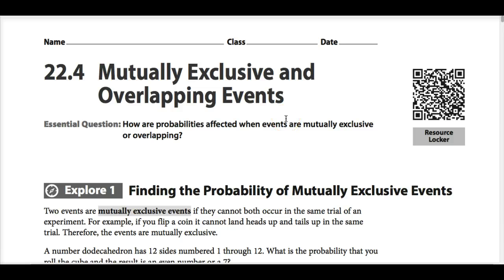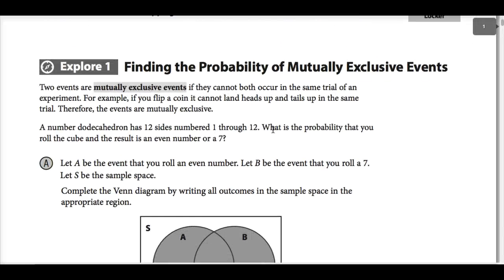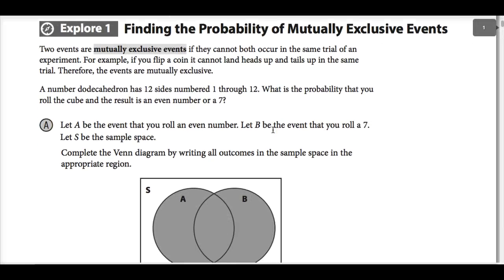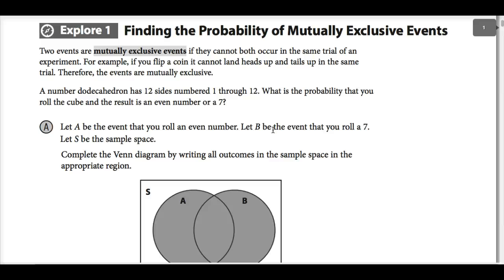Today, we're learning about mutually exclusive and overlapping events. And for those of you who are having a tough time, today is actually an easy lesson. So let's take a look. It says finding the probability of mutually exclusive events. And of course, this information is also very important, and I would like you to write this down, maybe copy it.